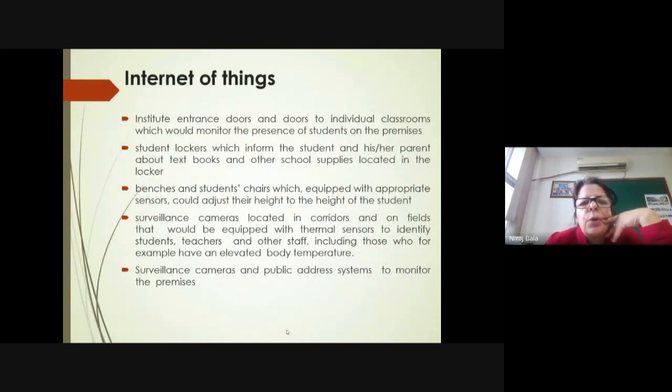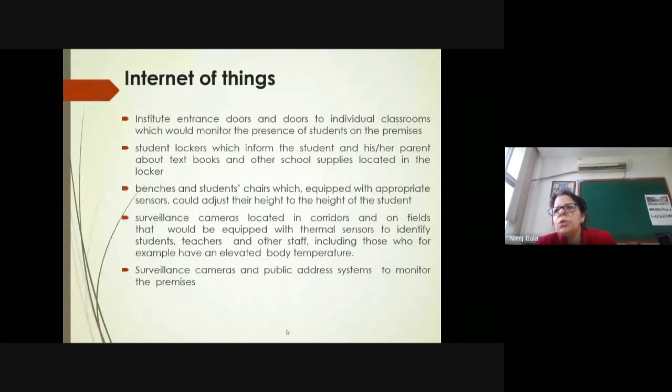Another way is the Internet of Things in benches and students' chairs. If you have some IoT sensor connected to the chair of the student and even to the chair or bench of the teacher, then by appropriate sensors they can automatically adjust their height to the height of the student. Like we have these IoT sensors in certain cars, where you can adjust your seat according to your height. So if you have these IoT sensors in the chairs or the benches, the adjustment of the chair and bench of the student as well as of the teacher can be done through these sensors.